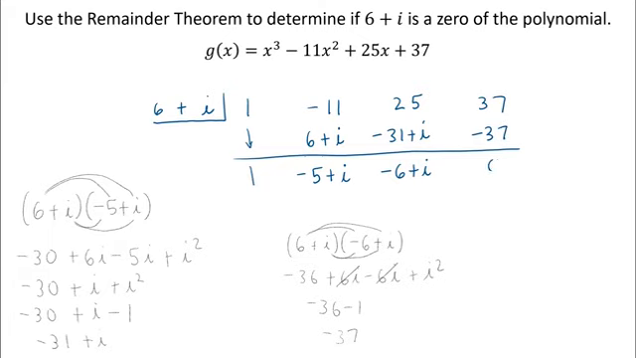37 minus 37 is 0. That is our remainder. So because we have a remainder of 0, we can confidently say that 6 plus i is definitely a zero of this polynomial.